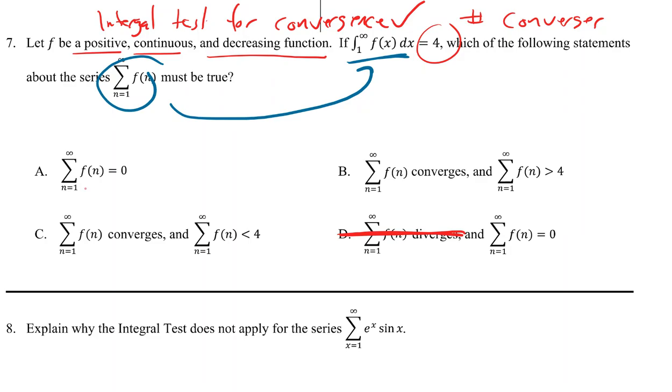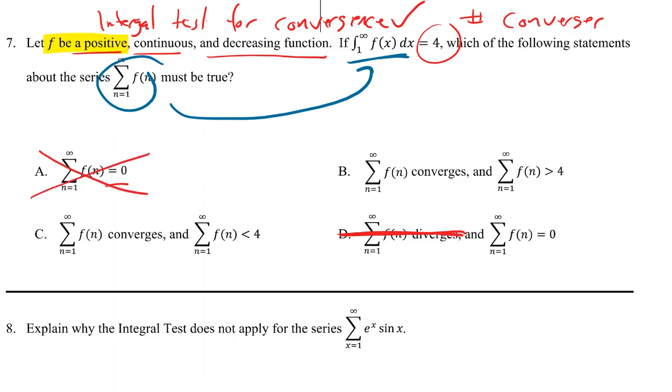How do I know A is not correct? How do I know the sum of this doesn't equal 0? Isn't F always positive? So if you take a positive value plus another positive value plus another positive value and you keep adding positive values, how's it going to be 0? That doesn't make sense. It can't add up to 0.